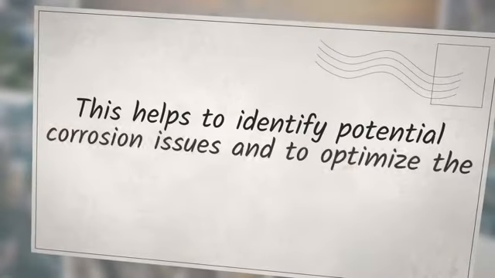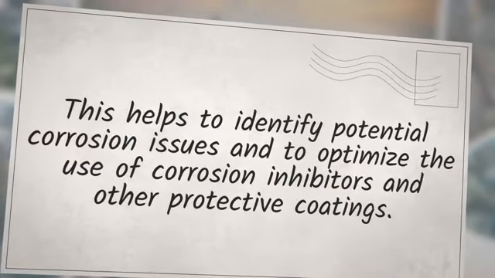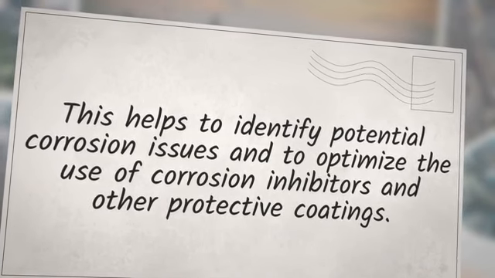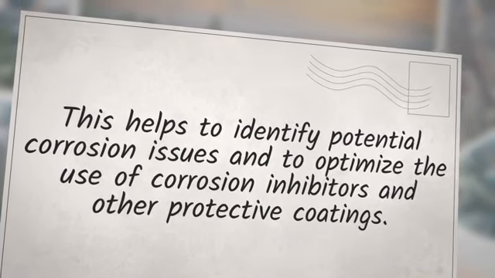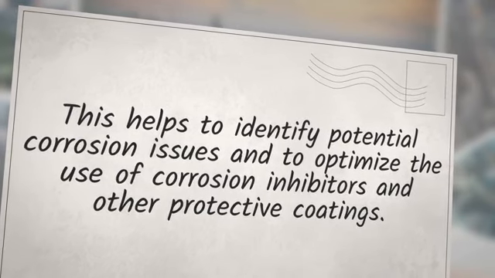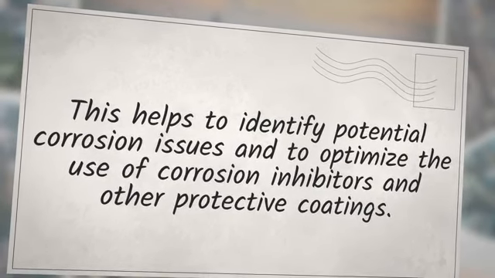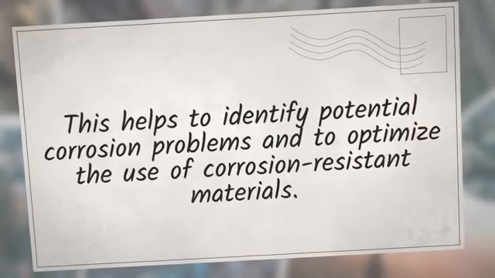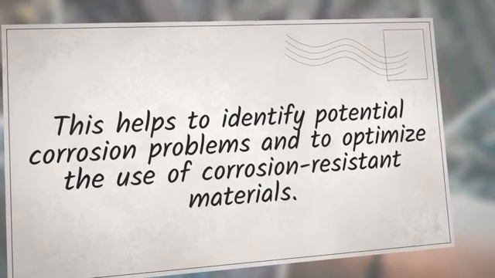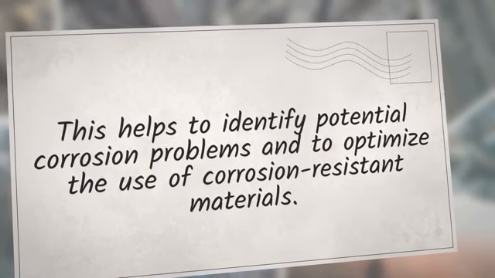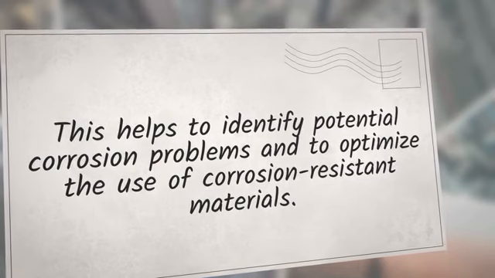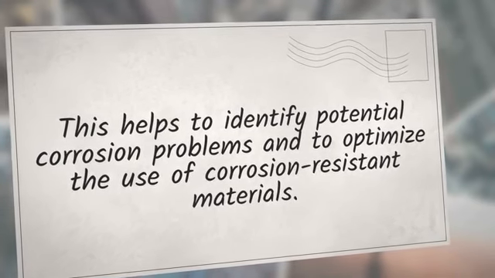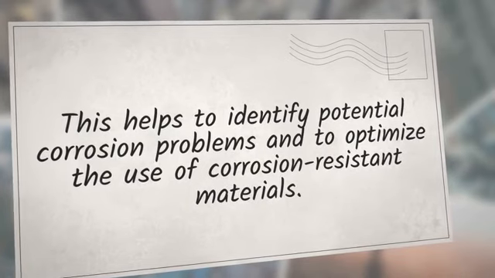Water treatment. Corrosion coupons are also used in water treatment facilities to monitor the corrosion rates in pipes, pumps, and other equipment used in the treatment process. This helps to identify potential corrosion issues and to optimize the use of corrosion inhibitors and other protective coatings. Chemical processing. Corrosion coupons are used in chemical processing plants to monitor the corrosion rates in vessels, reactors, and other equipment that is exposed to corrosive chemicals. This helps to identify potential corrosion problems and to optimize the use of corrosion-resistant materials.